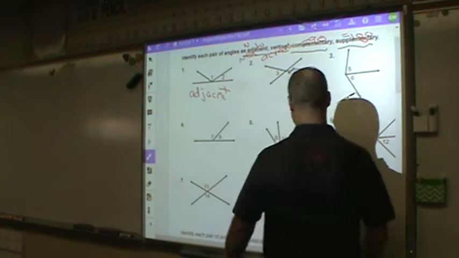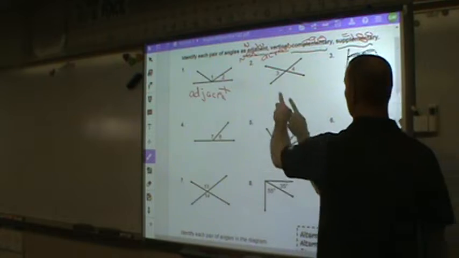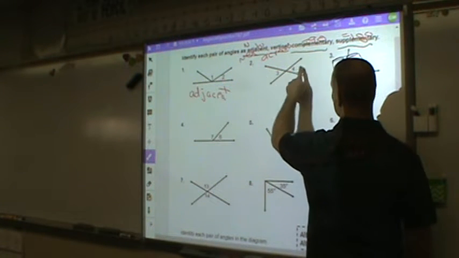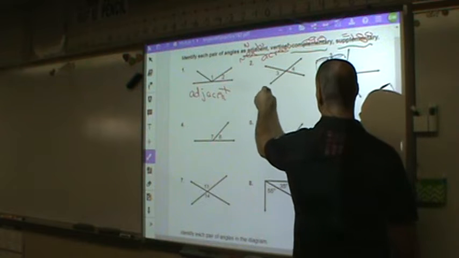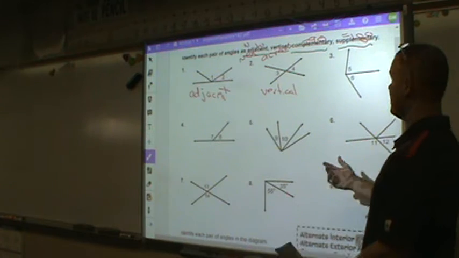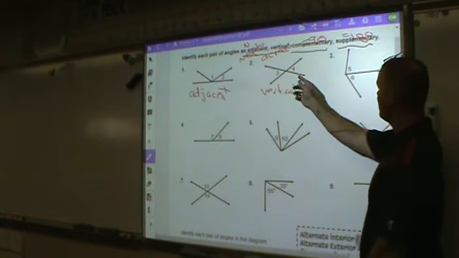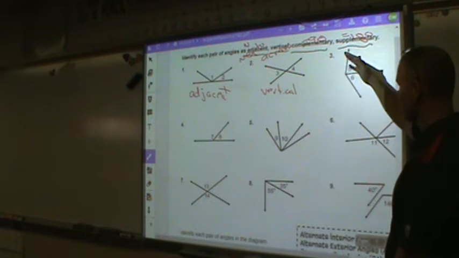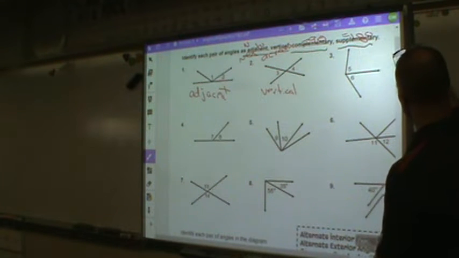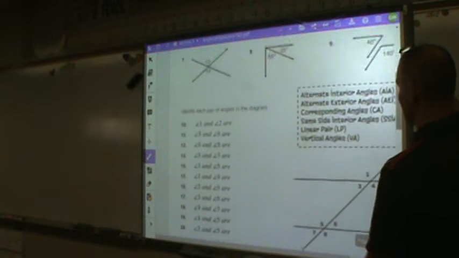Number two. Okay, what can I say about number two? Are they adjacent to each other? Are they next to each other? They don't look next to each other to me. They look vertical. Are they complementary? Do they add up to 90? No. Are they supplementary? Do they add up to 180? Ask yourself these questions as you go through, and you should be successful at that. If you get stuck on something, ask questions.